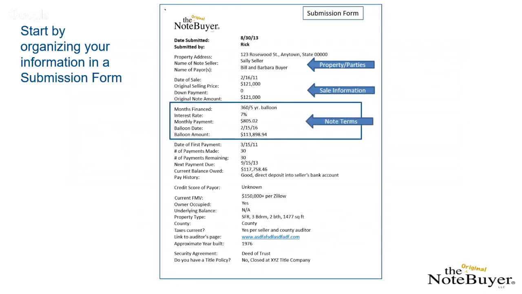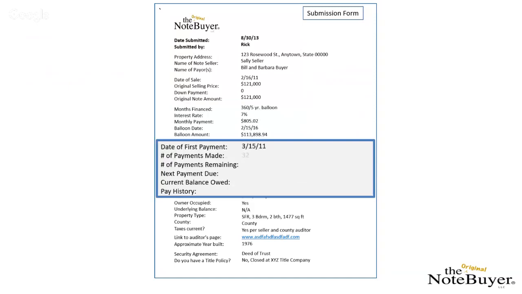Then you want to go look at the note terms. How many months was it financed? What's the interest rate? What's the monthly payment? Is there a balloon? And if there is, what's the balloon date and the balloon amount? Next, we want to look at the date of the first payment, how many payments were made, how many payments are remaining, and when is the next payment due.